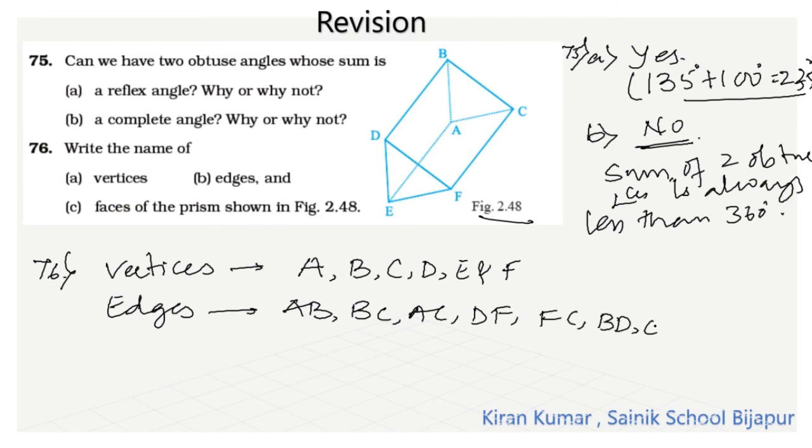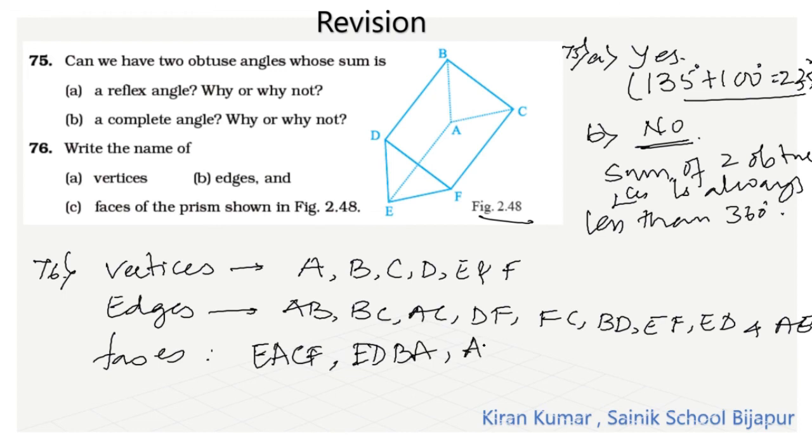You count the number of faces, there will be 3 rectangular faces and 2 triangular faces. In total, there are 5 faces, namely the face which is rectangular is AEFC, EDBA, the triangle ABC, the triangle DEF, and one more rectangular portion of the face is DBCF.